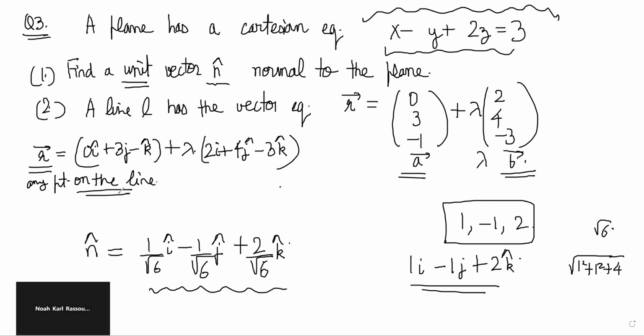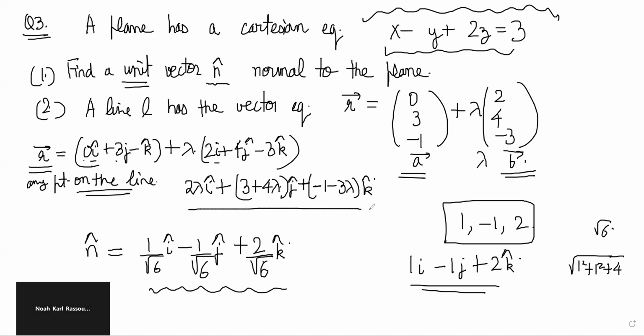Any point on the line should satisfy the line equation. So for any point on the line, if you collect all the i terms, j terms and k terms together, you will get 0 plus 2 lambda, so 2 lambda i, plus 3 plus 4 lambda j, and minus 1 minus 3 lambda k. So this is a random point on the line, any point on the line, right?